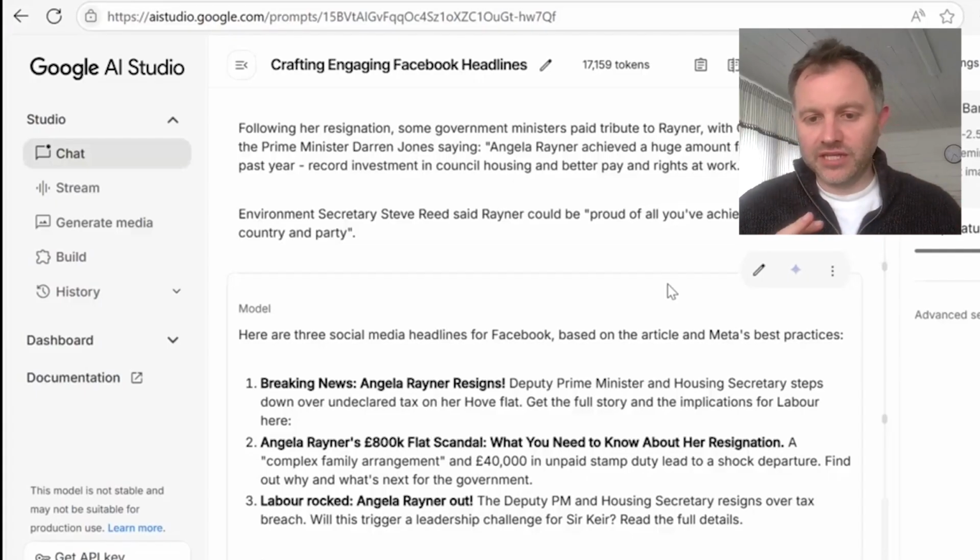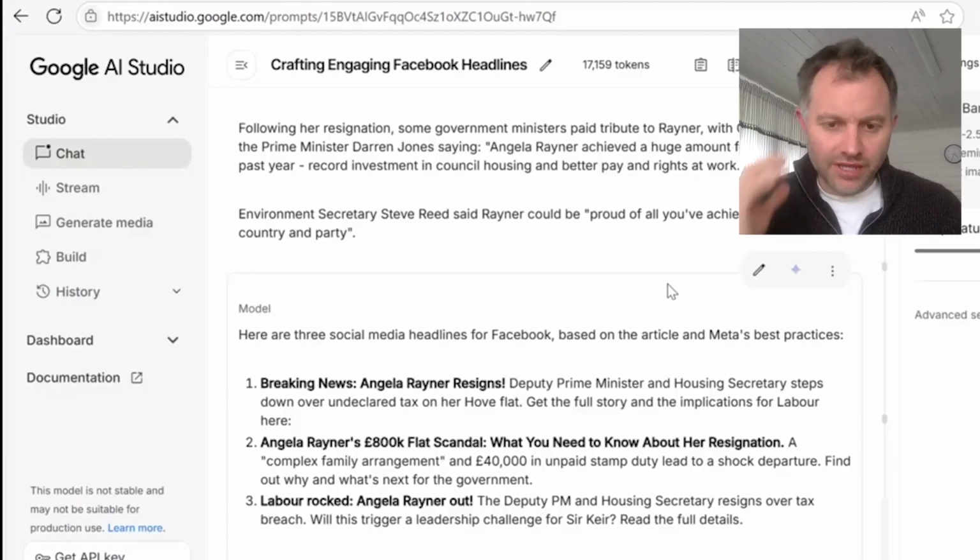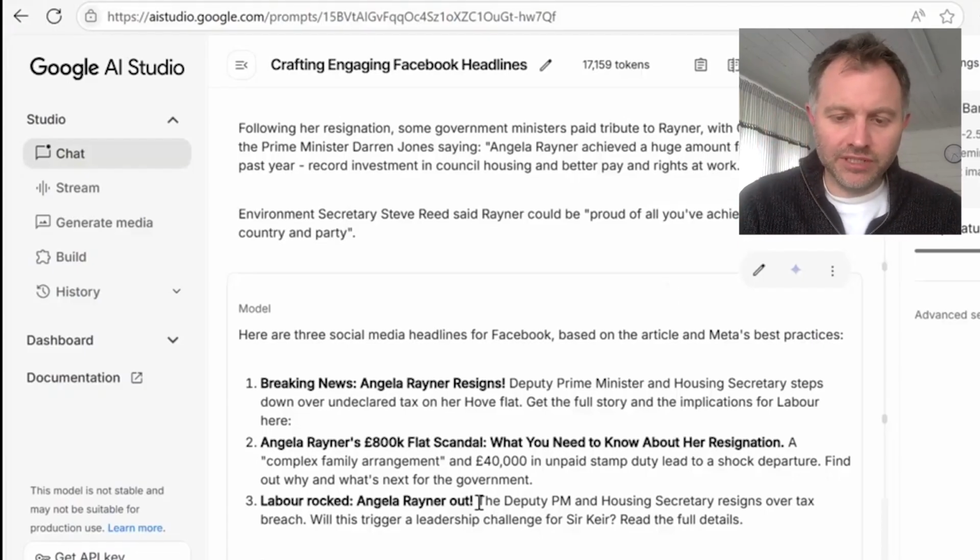So that suggests that that's a slightly different approach in terms of it's kind of suggesting it's going to give you all the background of the saga that's led to this resignation. And the final one is kind of Labour being rocked by Angela Rayner being out. And the post information on all of them is slightly different. So the bottom one here, will this trigger a leadership challenge for Starmer? Read the full details. So that's kind of trying to engage you into the story a little bit in that way.